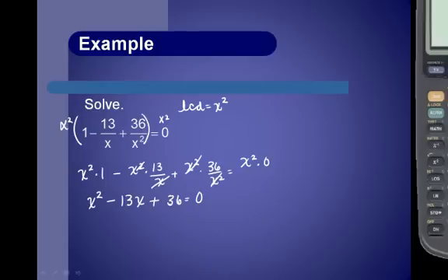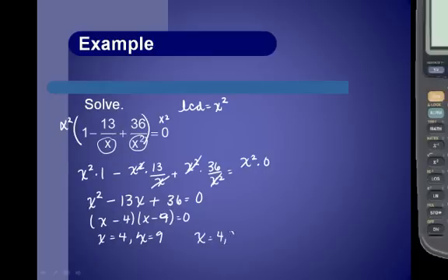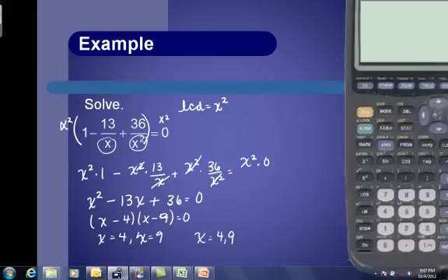Same thing. Now we could solve this quadratic by formula or by our calculator. I'm just going to go ahead and factor it. That would be x minus 9, x minus 4. Set each factor equal to 0, so we get x is 4 and x is 9. Now notice 4 and 9 both work. Neither of them would give a 0 in the denominator, so our solutions would be 4 and 9.